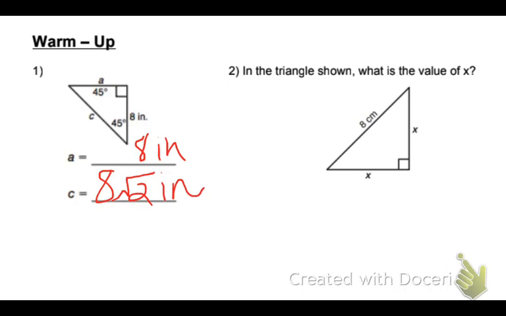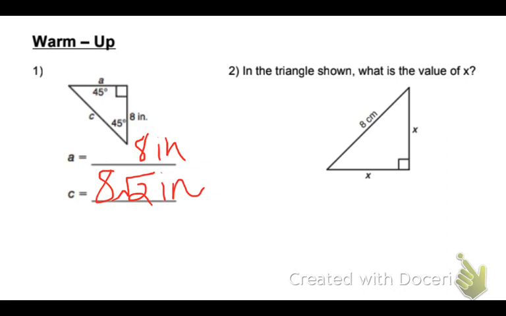So, in number 2, it doesn't tell us immediately any angle measurements, so we might have been stuck if we weren't able to figure it out from there. But what we do know is that both of these sides are the same length because they both are labeled x. So if they both use the same variable, that means they have to be equal to each other. So in 45, 45, 90 triangles, we know that both of the legs are equal, so that means we can assume that this is a 45, 45, 90 triangle. Therefore, we know that the hypotenuse is 8 centimeters.